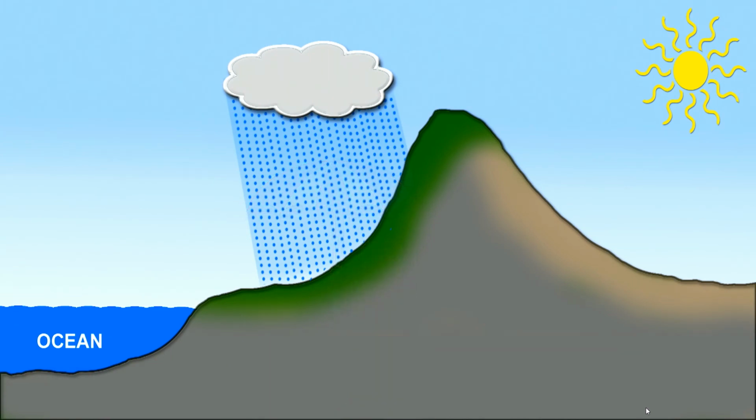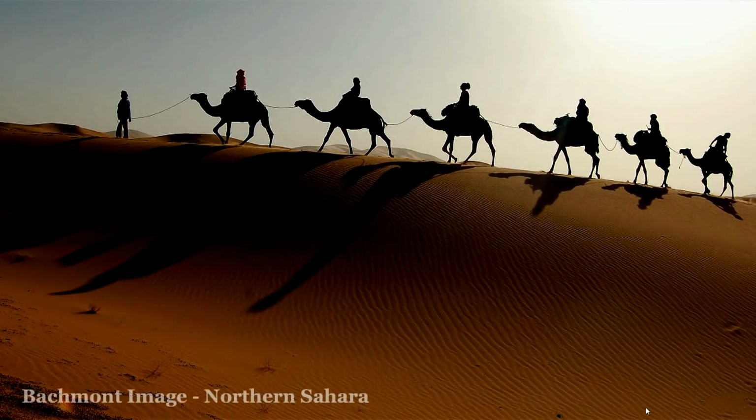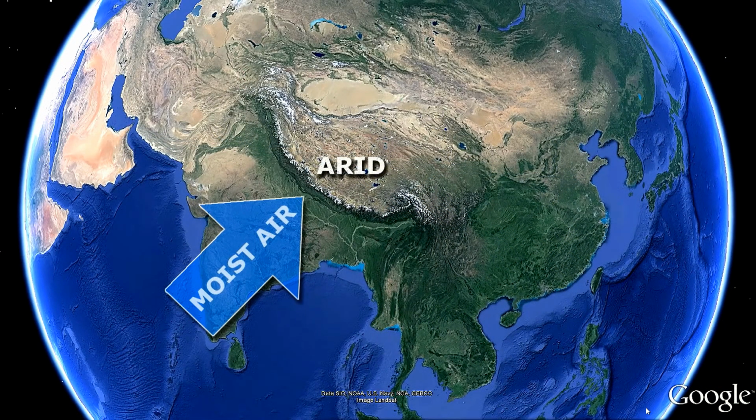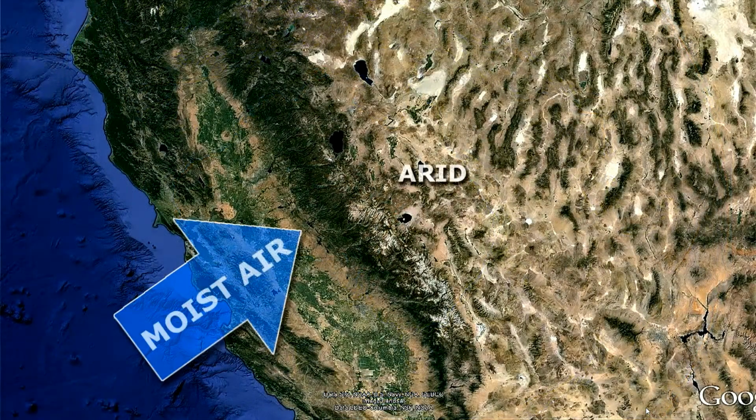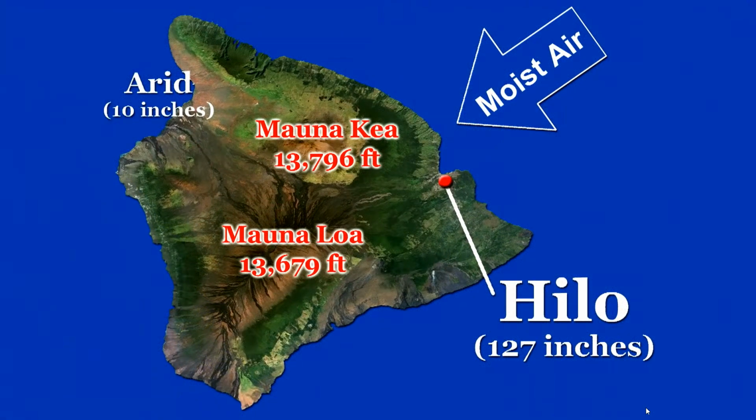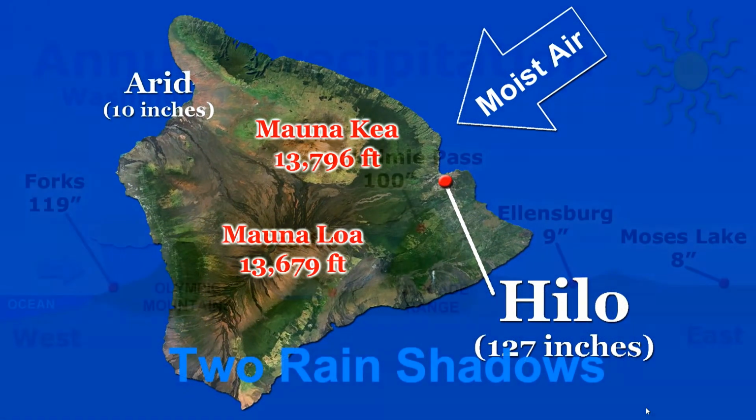The now dry air mass crosses the mountains and begins to sink on the leeward side of the range. It compresses and warms, promoting evaporation. Dry air warms 1 degree Celsius per 100 meters of elevation drop. Some of the driest places around the world exist because of the rain shadow effect. There's a rain shadow north of the Himalayas in Asia, a rain shadow west of the Great Dividing Range in Australia, a rain shadow east of the Sierra Nevada mountain range in California, and that rain shadow southwest of Mauna Kea on the Big Island of Hawaii.